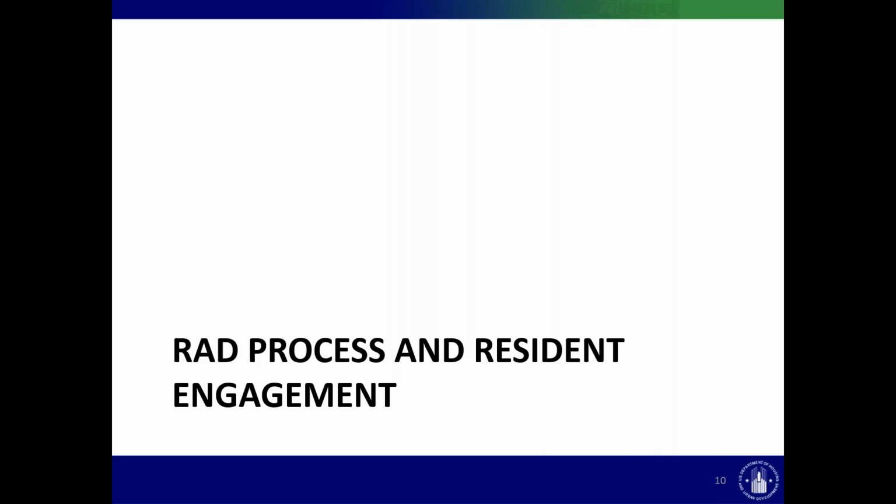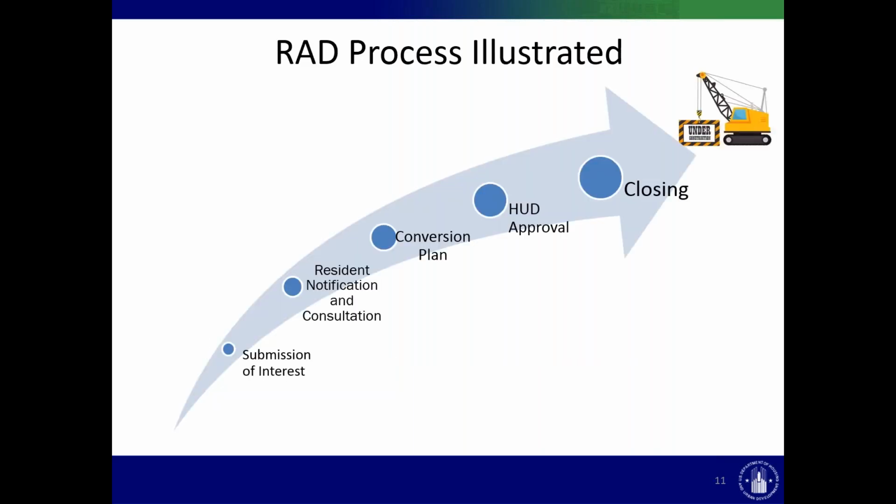Let's now provide an overview of the steps an owner needs to take to convert a property through RAD, with a special emphasis on resident engagement and related items. So this slide reflects the major milestones in a RAD conversion. An owner begins the process by giving HUD a submission of interest, which provides just some basic information. At that point, the owner will begin to provide notices to residents and hold resident meetings, as well as work on developing its conversion plan, which could take 6 to 18 months to develop and submit a conversion plan that fully describes what they're planning to do at the site.